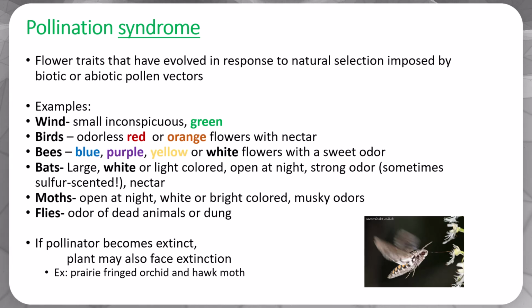So wind-pollinated flowers tend to be small and inconspicuous and green. Flowers that are pollinated by birds tend to be odorless and red or orange when they contain nectar.